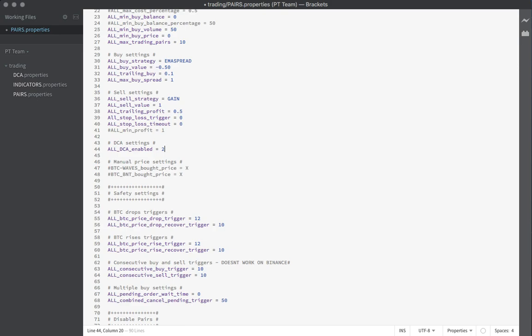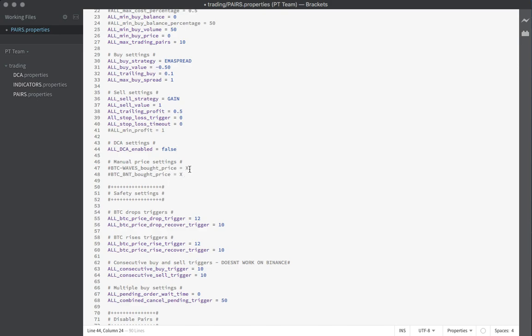Or you could set, say, a percent drop. So if I set it to -2, when a coin pair hits -2% profit, like a 2% loss, it's going to move it over to the DCA log and then let the DCA settings take over from there.